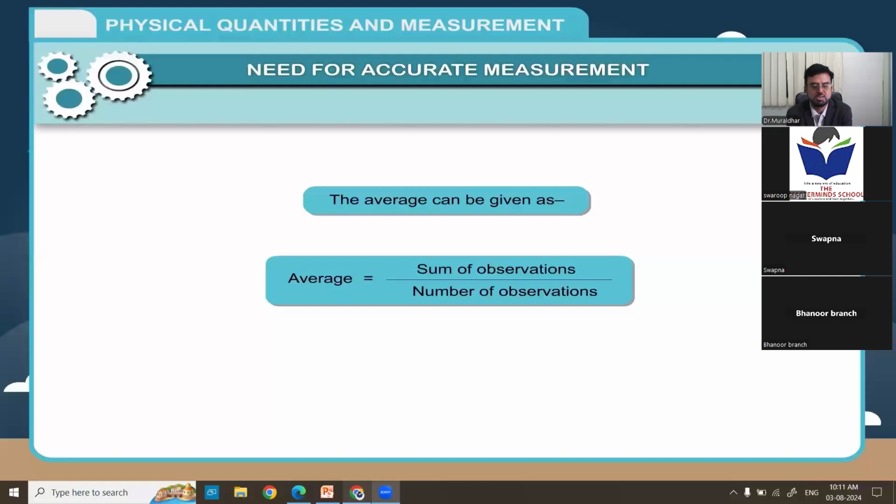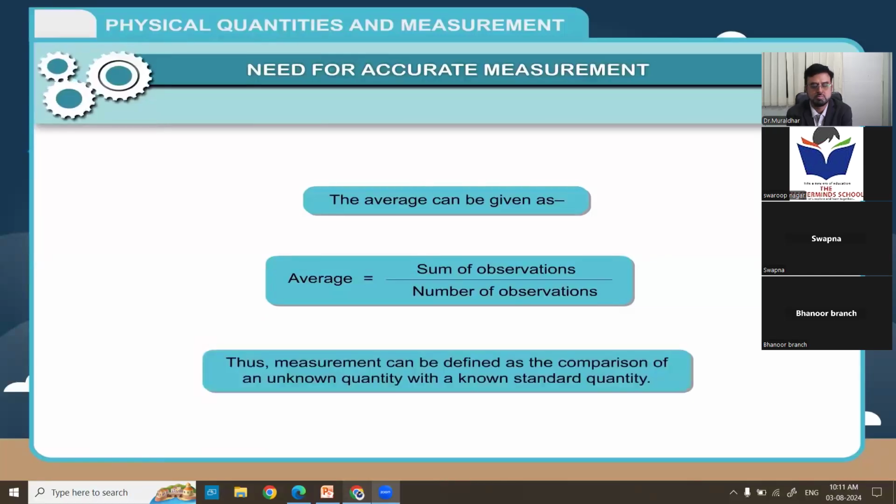Thus, measurement can be defined as the comparison of an unknown quantity with a known standard quantity.